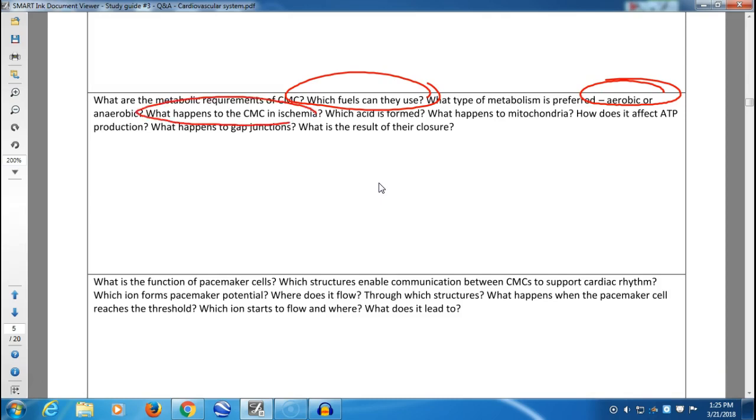What happens to them in ischemia? Lactic acid is formed. Mitochondria are damaged. What happens to calcium? It increases, ATP production decreases, gap junctions close, lack of communication between the cells, and you have arrhythmias because gap junctions keep the heart beating correctly. That makes sense? So pacemaker, remember the pacemaker potential?